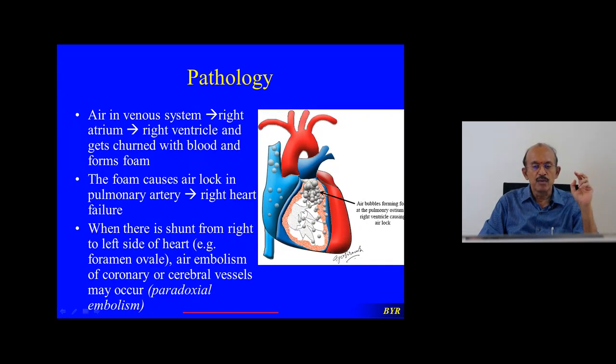But if there is communication between the right and left hearts, then the air can enter from the right heart into the left heart directly. From there it can enter into the aorta, and from there it can reach the cerebral or coronary vessels and cause blockage of those. So this is called paradoxical embolism.